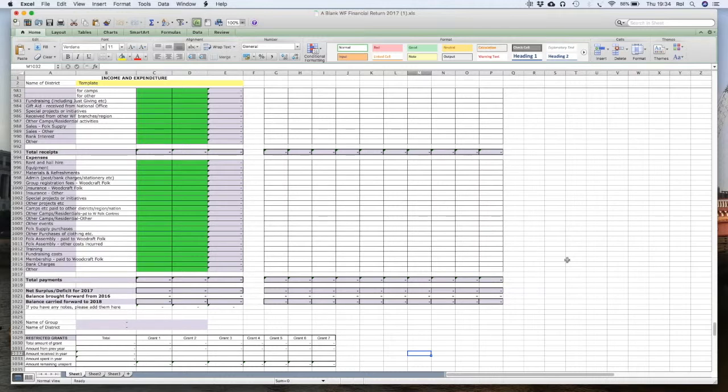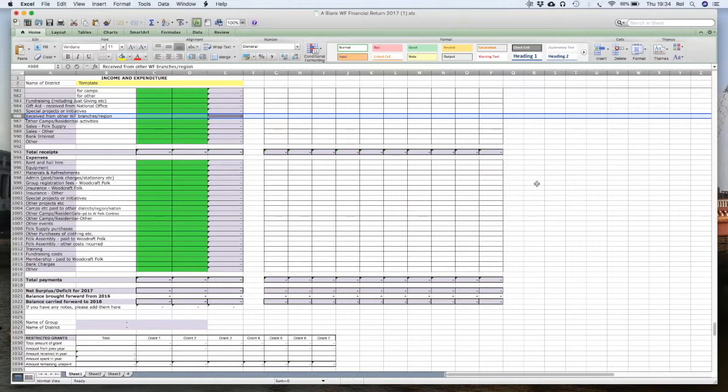Okay, so that would just be up in the income section. Yeah. Received from other Woodcraft Folk branches and regions, 8821. So I think we're in another previous year, so we need to go down to the next year. Okay, cool. I think we've got that. It's very similar to a region paying out money. It's just a sub-region. An area network is a sort of sub-region.